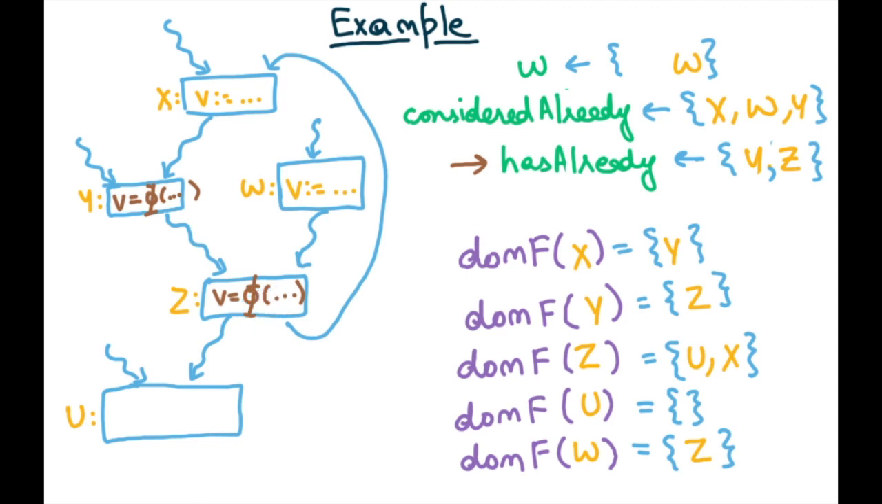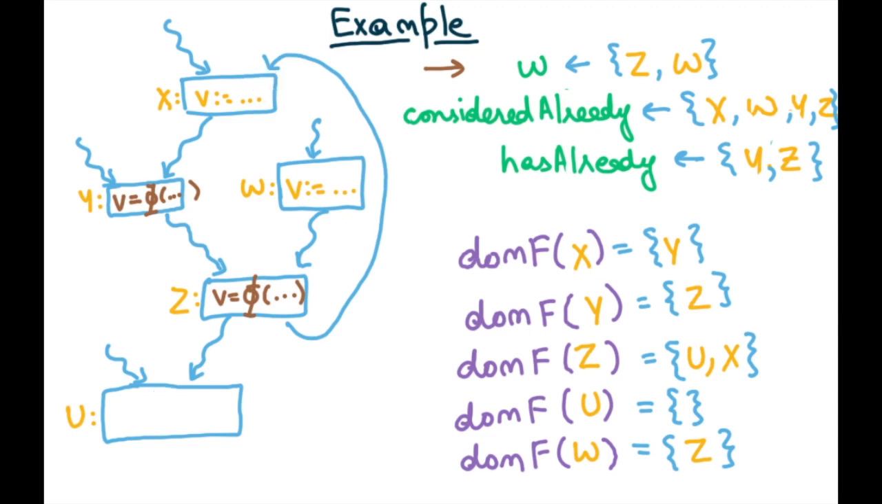Now once again I check whether z is a part of considered already or not. It is not, in which case I should add z back to the work list. So that's my next step. I add z back to the work list, and also I add z to considered already. Now I need to pick something from the work list and examine its dominance frontier. This time let's say I pick z and I examine the dominance frontier of z. The dominance frontier of z includes u and x.